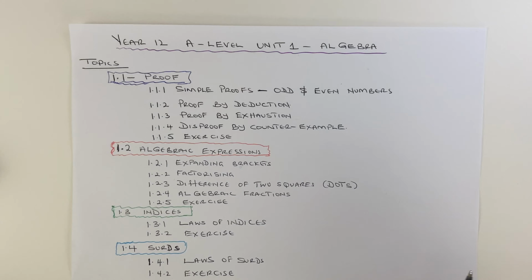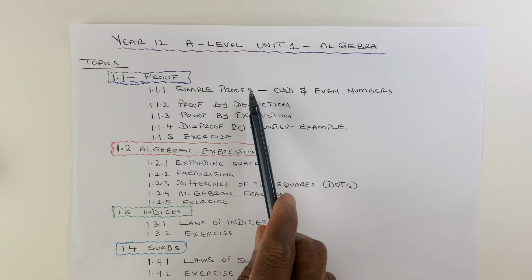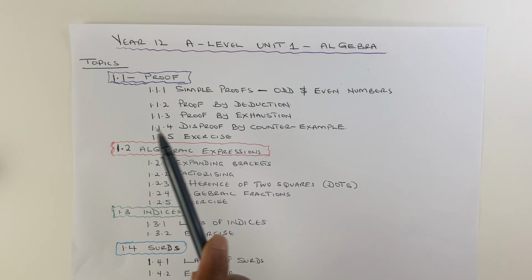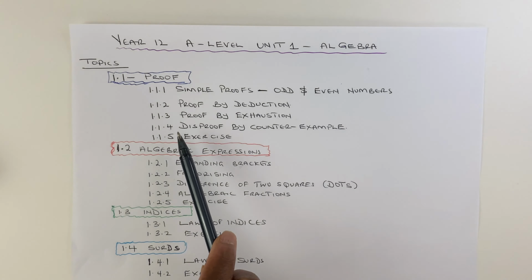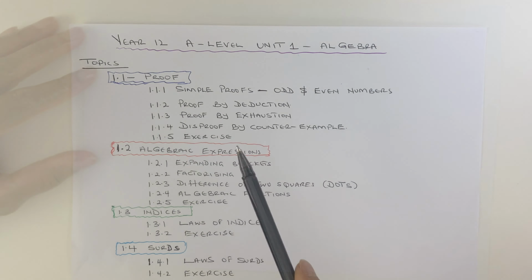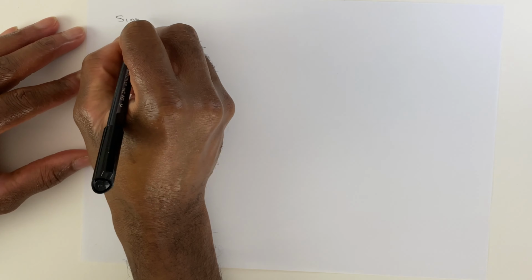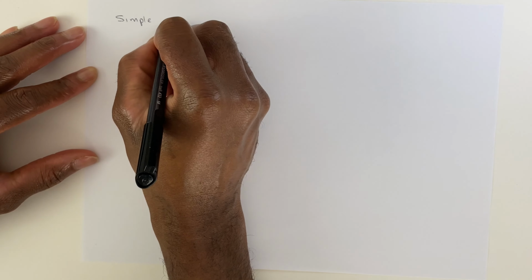Right, so we're going to start with proof. The first thing we look at is simple proofs, proof by deduction, proof by exhaustion, disproof by counterexample, and exercise. So we'll start with simple proof.